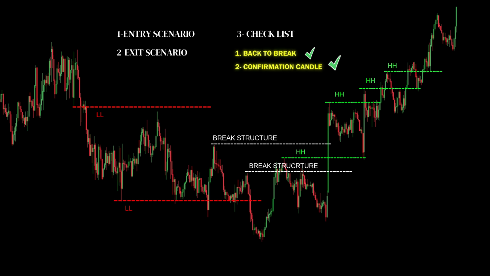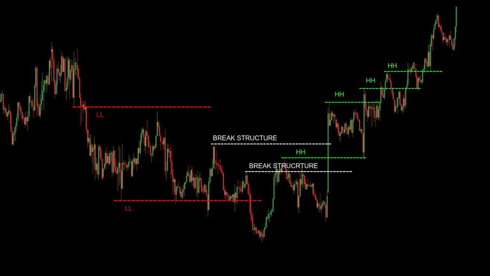If you follow these three things correctly, this setup can give you really solid trading opportunities and help you catch cleaner, more logical moves in the market. But before we get into the entry rules, there's one very important thing.